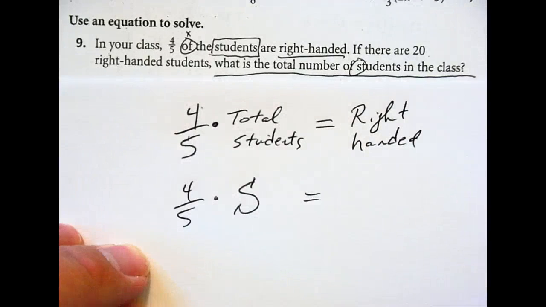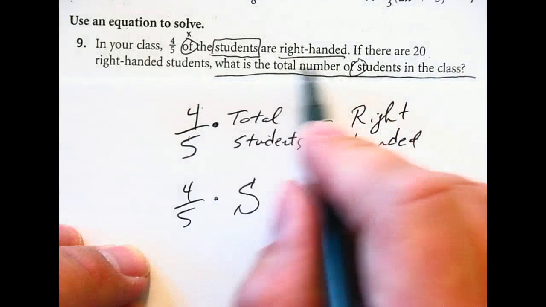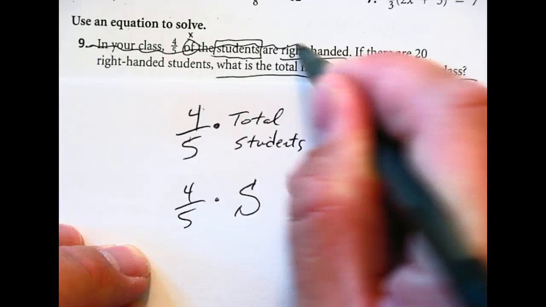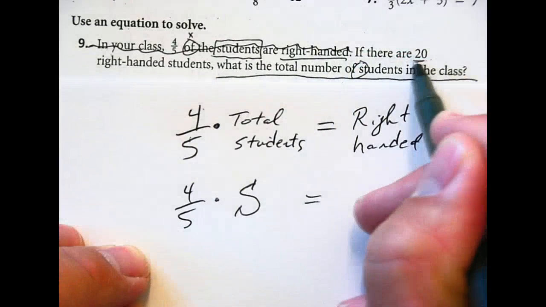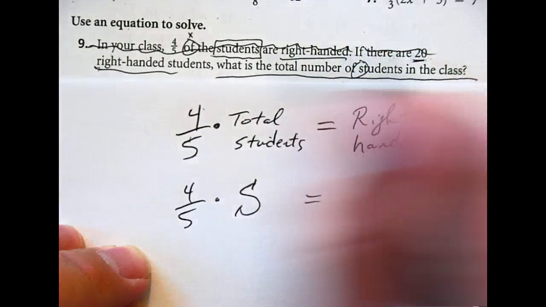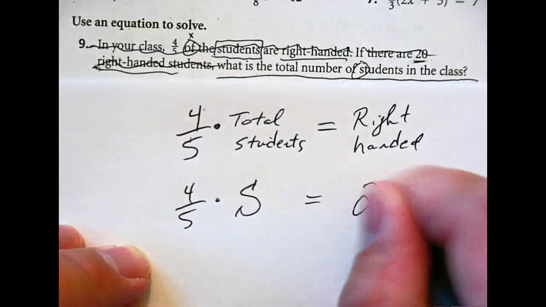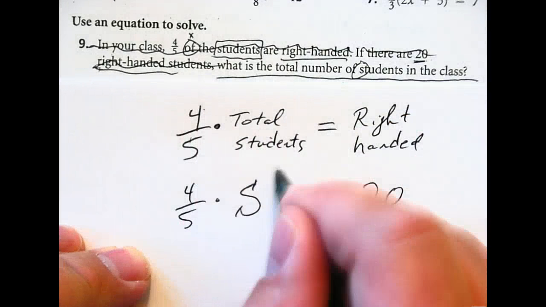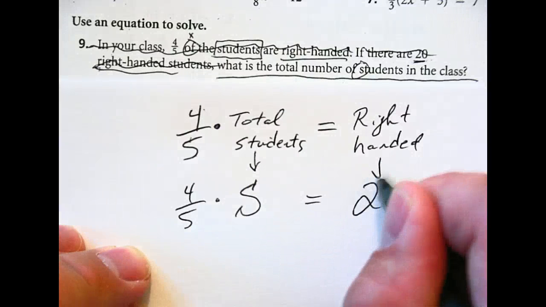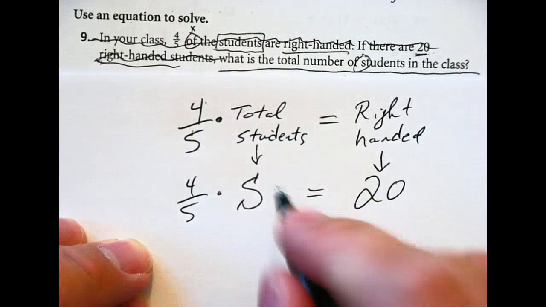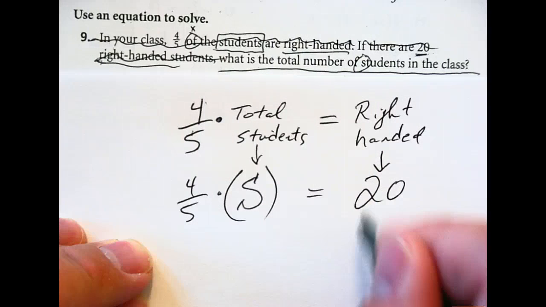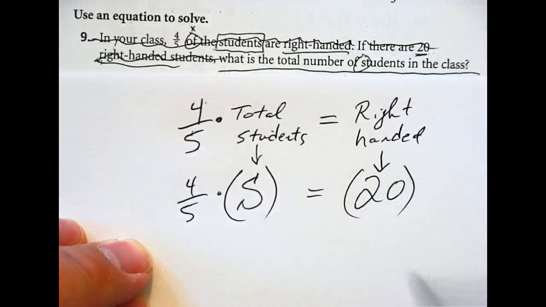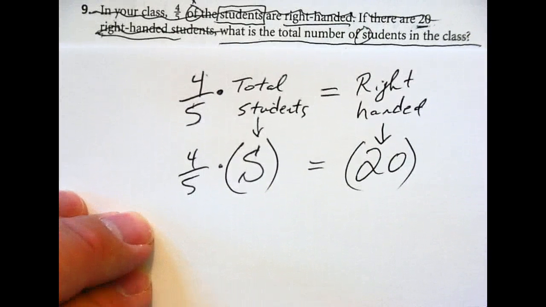Okay? Well, how many right-handed students are there? Notice we've used all this junk. There are 20 right-handed. So we can cross that out now and put 20 in for right-handed. So 4/5, that became that, that became that. Usually in math we put parentheses around it when we substitute it in. We'll talk about that later, but they're not going to mean anything here other than you did that.